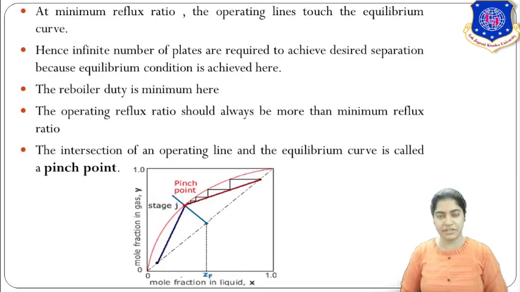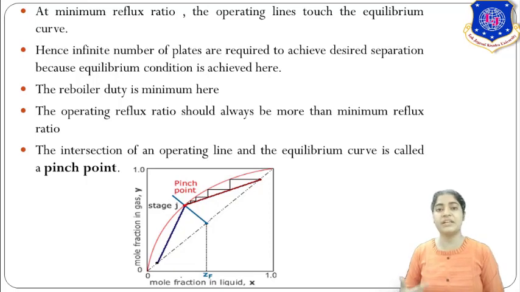Now at minimum reflux ratio condition, the operating line touches the equilibrium curve. Here you can see the pinch point. What is it? It is the intersection of the operating line and the equilibrium curve. So that is your pinch point. You can see the operating lines of both the enriching and stripping sections intersecting with the equilibrium curve.